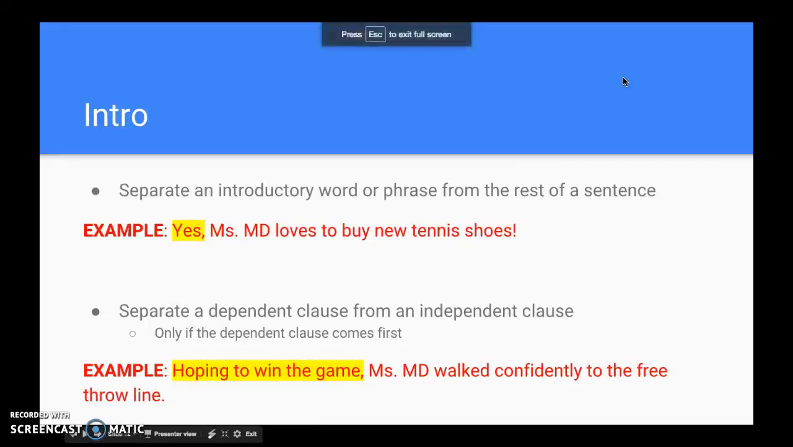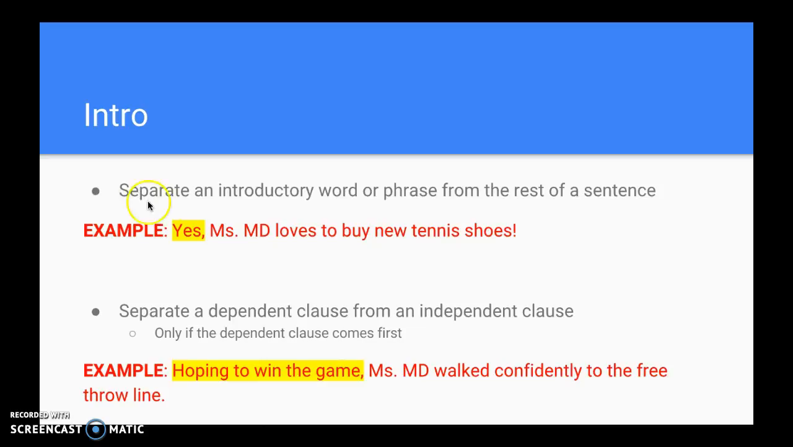Alright, in today's comma video, let's take a look at the intro comma rule. And as the name indicates, we are primarily looking at the introductory part of any given sentence. There are a few varieties and specific examples to this rule, but here are a couple we're going to focus on. We need to separate an introductory word or phrase from the rest of a sentence by using a comma.